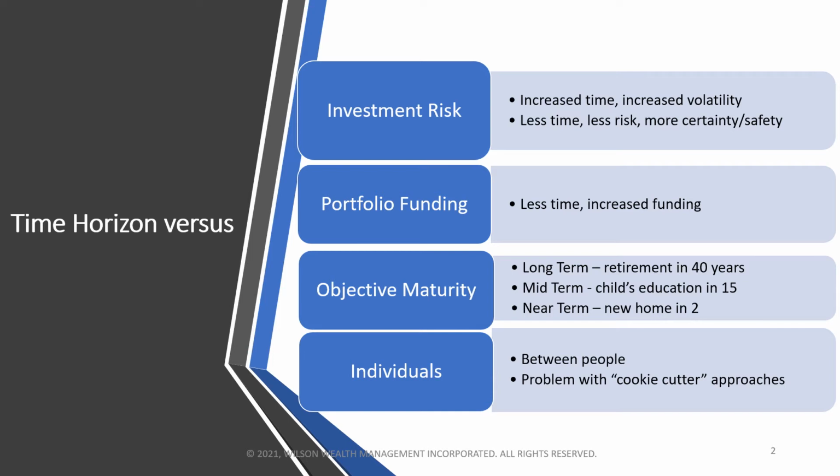Same with near-term objectives, such as a new house in 2 years. That's a short-term time horizon, so you want to have increased certainty. You want to have liquidity. You want to have safety of capital so that you can finance that new home.